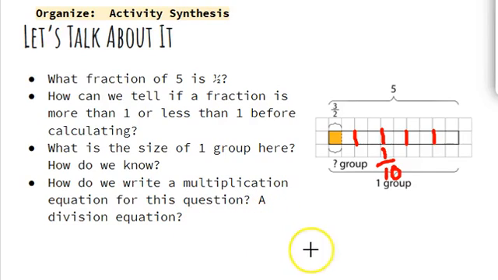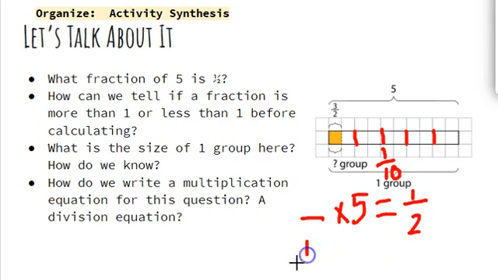What does the multiplication look like for this? What does the division look like? Well, for the multiplication, we would have something times 5 equals 1/2. And we can think of it division-wise as 1/2 divided by 5 gives us our 1/10.